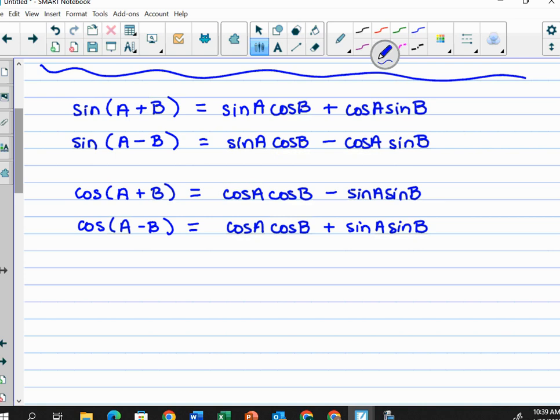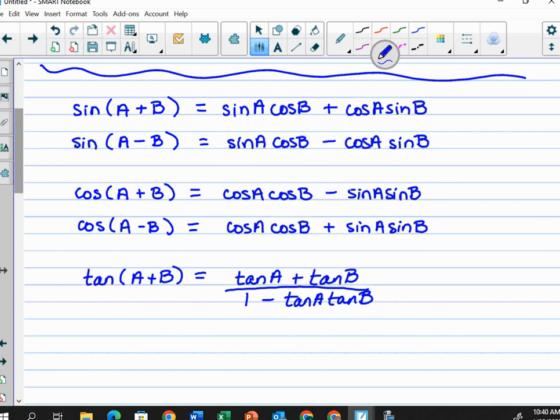We just have tangent left. Of course, tangent will be the worst. It always is. So tangent of A plus B is tangent of A plus tangent of B all over 1 minus tangent of A times tangent of B. Lovely, right?